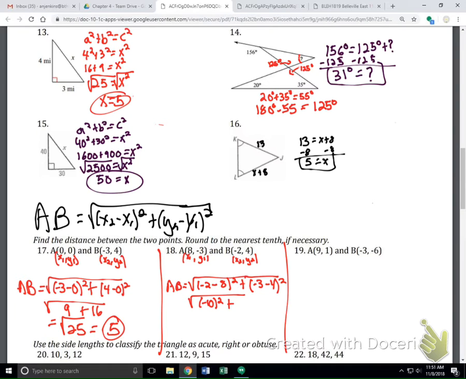Ready? -7 squared. So we end up with the square root of 100 plus 49. Do we know anything that goes into 149? Yeah. So try it. 13. It's 13. Try it.